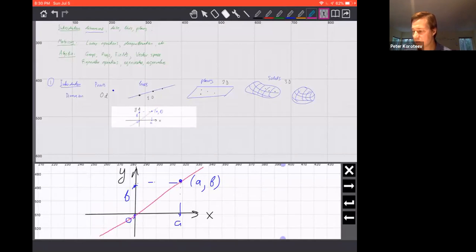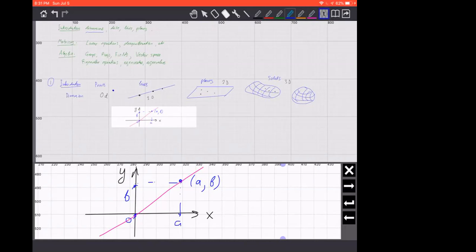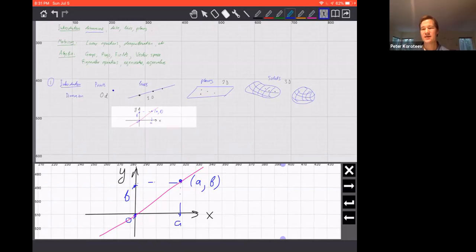So there's a line that passes through the origin and that point AB. Can you tell me which equation describes this line? Y equals kx, where k is what, in terms of what I have written?